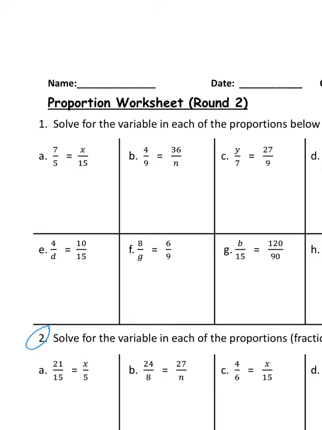So we have 7 over 5 equal to x over 15. I always start with the one that has the variable. So I have 5 and x, I have 5 times x. 7 and 15 will be 7 times 15. So 15 times 7: 7 times 5, 35. 7 times 1 is 7, add 3, 105. So 7 times 15 is 105.